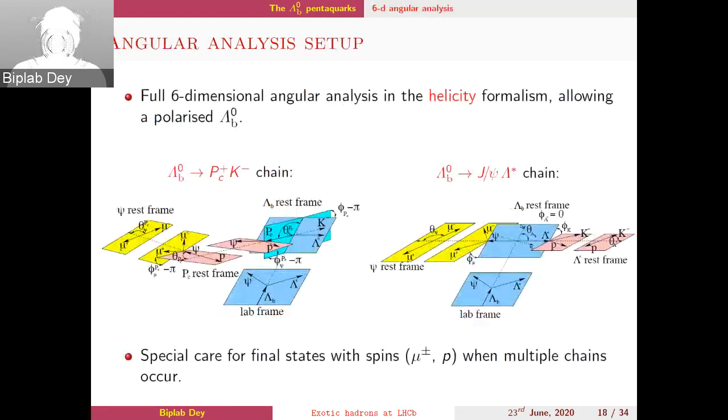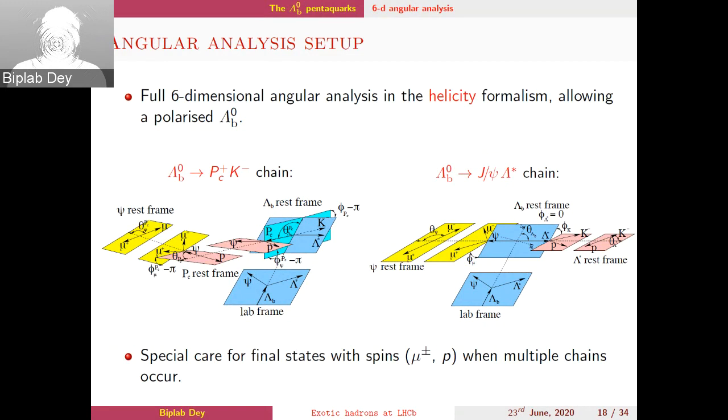So we did a full angular analysis. This is a full six-dimensional angular analysis using the helicity formalism. And you also need to allow for the fact that the Lambda b can be polarized. It's a different thing that a Lambda b is actually not polarized in TP. But okay, so there are two chains. One is the pentaquark chain, so Lambda b to Pc K, and there's also the Lambda star J/psi chain.